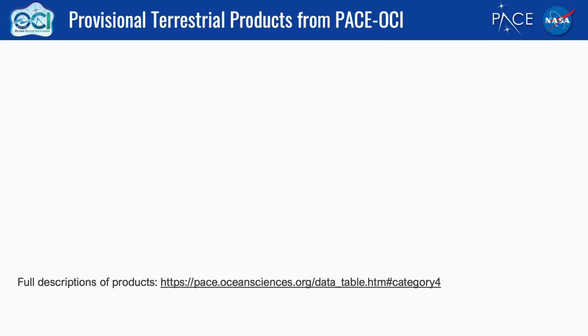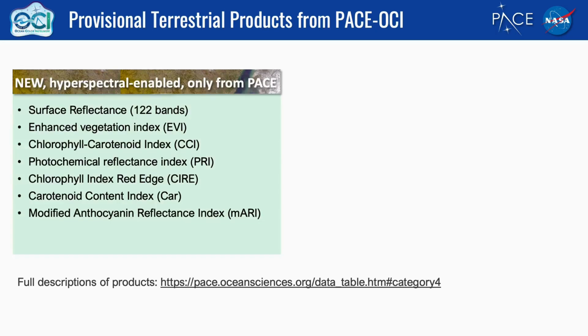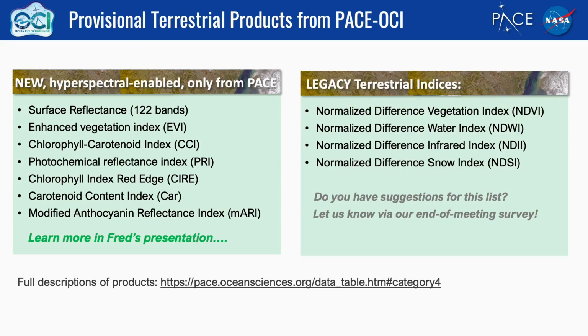Let's go over the provisional terrestrial products that are available from PACE OCI. We basically have two types of products available. One of them is our new products that are hyperspectral enabled, so these are only really from PACE. For example, we have surface reflectance with 122 bands of surface reflectance. We also have 6 new vegetation indexes. Fred is going to go over each of these in detail, including how they're calculated, as well as some neat insights he's getting from them in the next presentation.